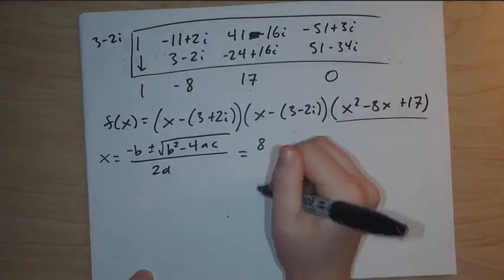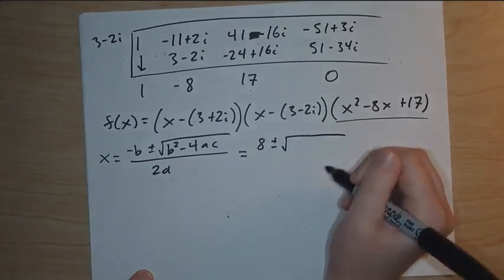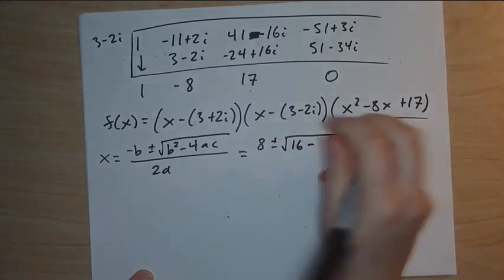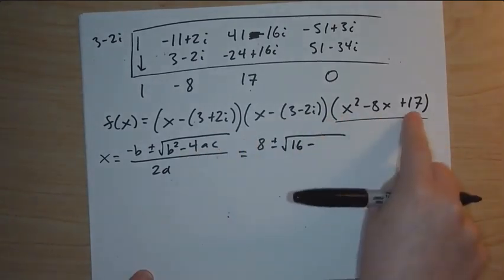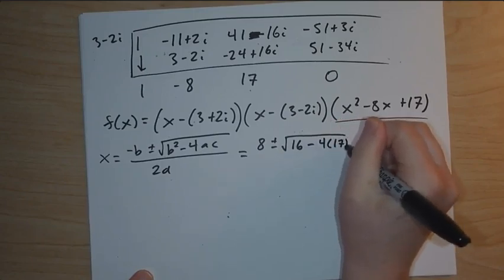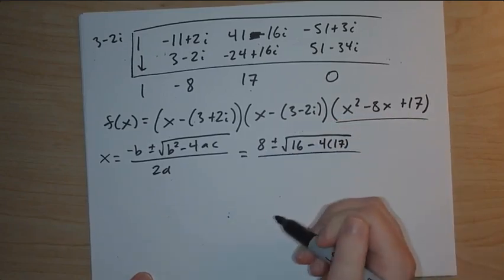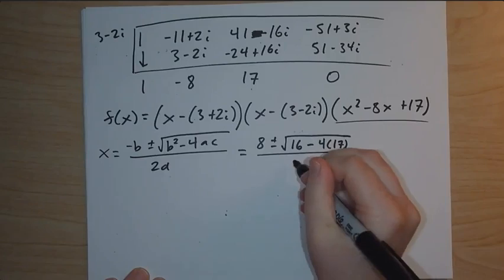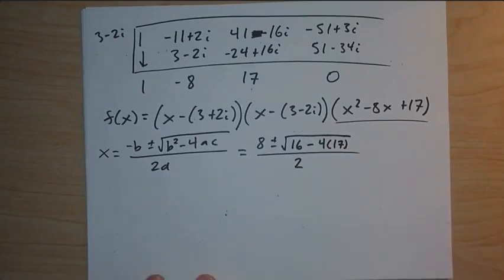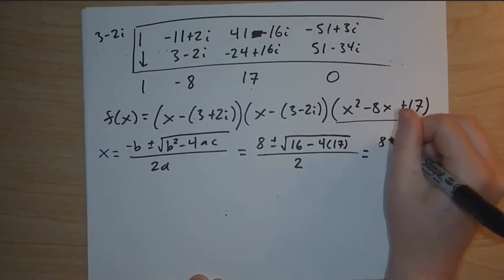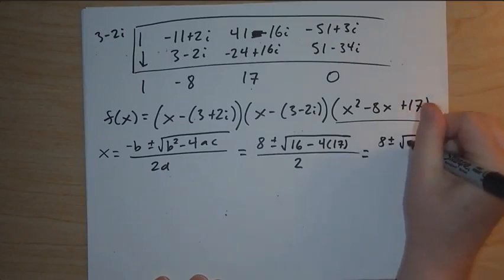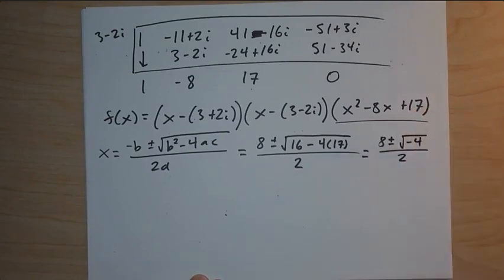So negative b is going to be positive 8 plus minus the square root of negative 8 squared, which is 16, minus 4 times a is 1, c is 17, so this is 4 times 17. I'm just skipping a little bit of the algebra, since we should be familiar with this by now, I hope. And then we divide by 2 times a is 1, so this is just 2. So this is 8 plus minus 16 minus 4 times 17 is negative 4. Square root of negative 4 divided by 2.